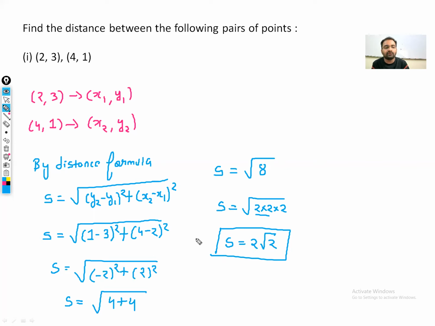Hope you understand the distance formula. From this formula, you can easily calculate the distance between any two points in a Cartesian plane.